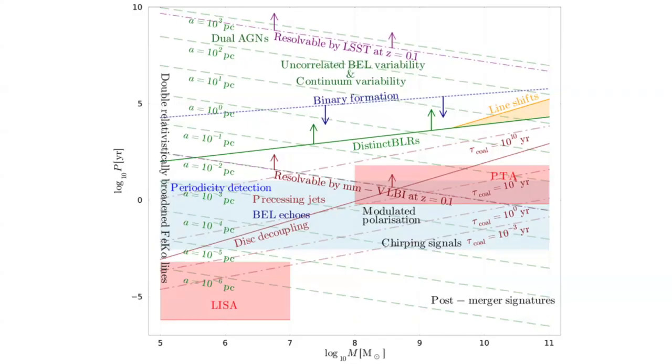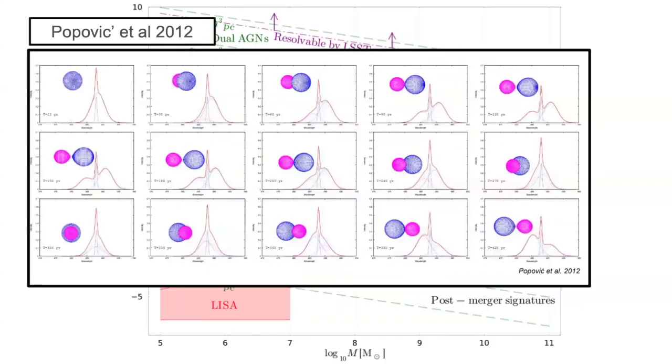Let me just give you an example of what we expect in spectroscopy. I said that we have some line shifts. While the binary is forming, each of the two black holes will have its own broad line region attached to it. Since we have an orbital motion, the Doppler shift will cause the emission from one of the broad line regions to be shifted in the spectrum. Since the motion is periodic, we expect the line shift to move with the same period as the orbital period. So this is basically what happens.